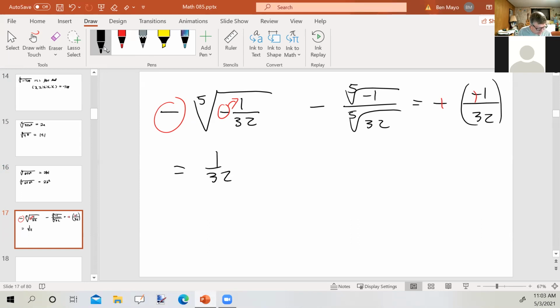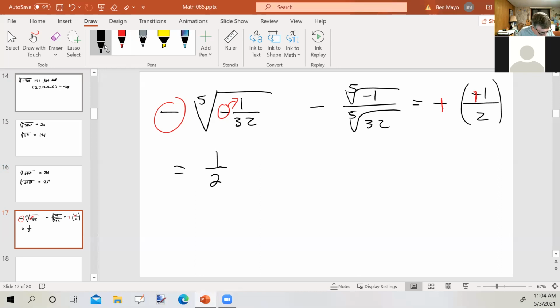So that becomes 1 over, oops, I messed up there. What did I do wrong? I got too busy focusing on the wrong thing. It should be that, right? The fifth root of 32 is 2 in the denominator, but still subtracting a negative is a positive. So we get 1 over 2. Sorry about that. Must be Monday.